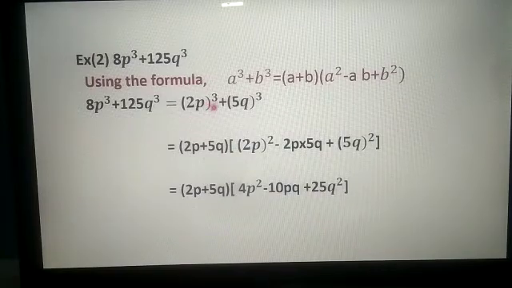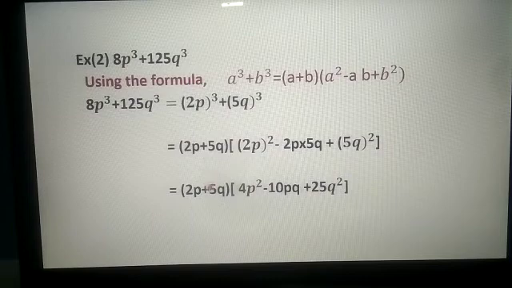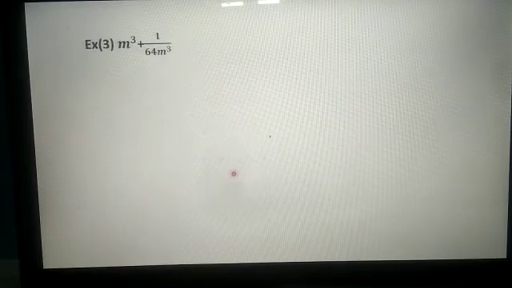So a cube means 2p whole cube plus b cube means 5q whole cube. So a plus b in one bracket, that is 2p plus 5q, and a square means 2p square minus ab, that is 2p into 5q plus 5q whole square. Now what is the answer of this? 2p plus 5q into 4p square minus 10pq plus 25q square, writing the square of 5 and the square of 2. So in this way we will solve the third example also.